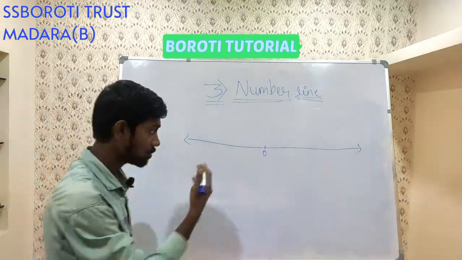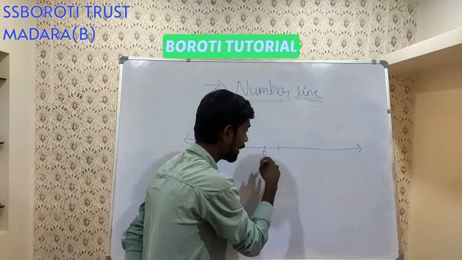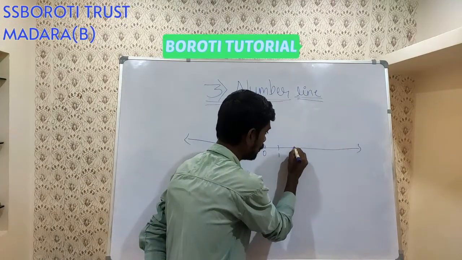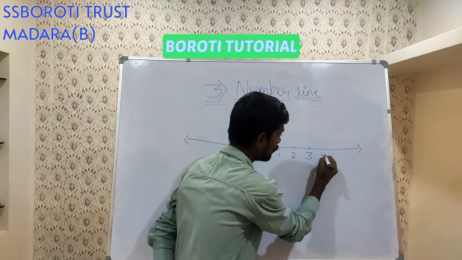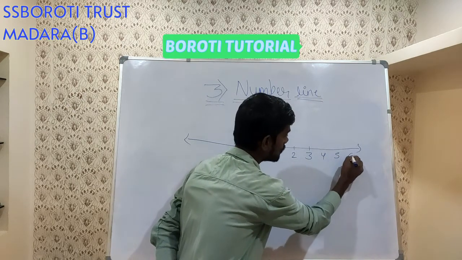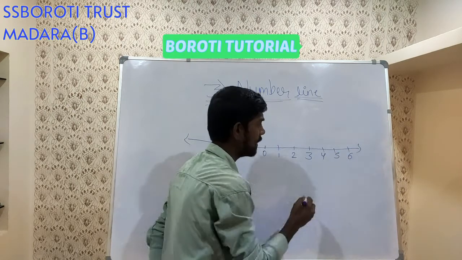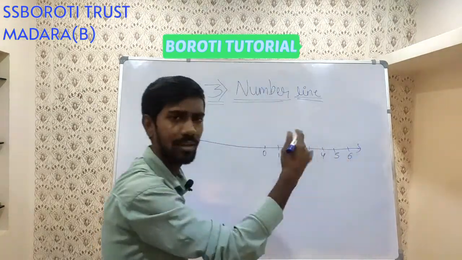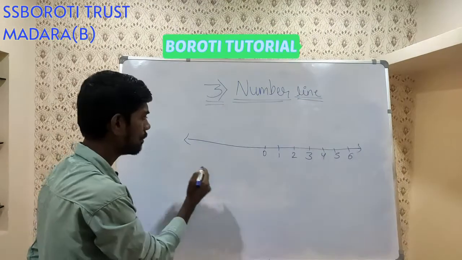Now to represent the positive numbers, they are always on the right side of the 0, like 1, 2, 3, 4, 5, 6. It goes on continuously, it doesn't have any end. 7, 8, 9, 10, it goes on.